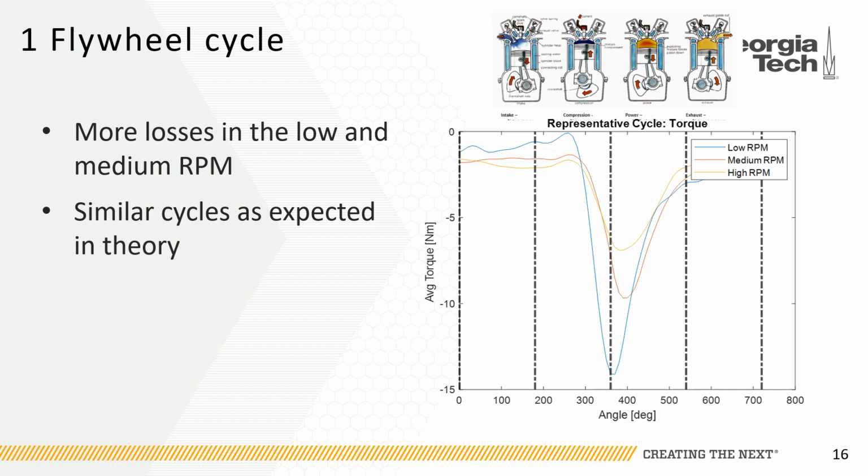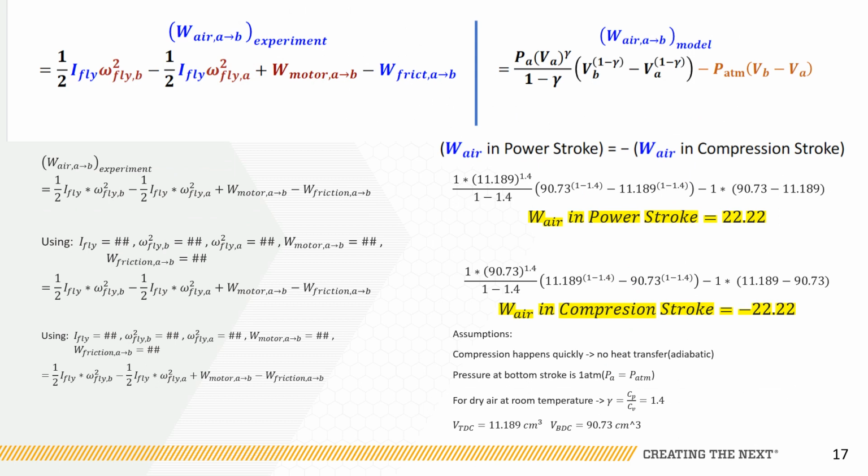For the 1 flywheel cycle, here's the representative cycle graph for the torque. So using that data, we can calculate an experimental value for the work of the air, and that uses this equation. And we can compare that then to a theoretical model.